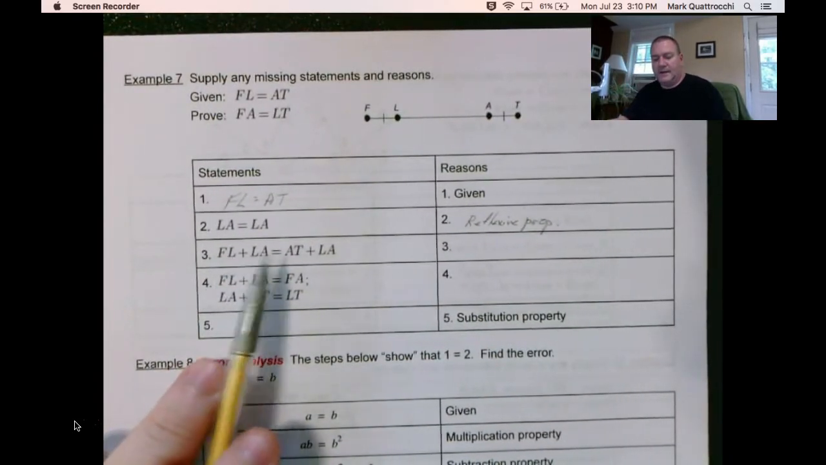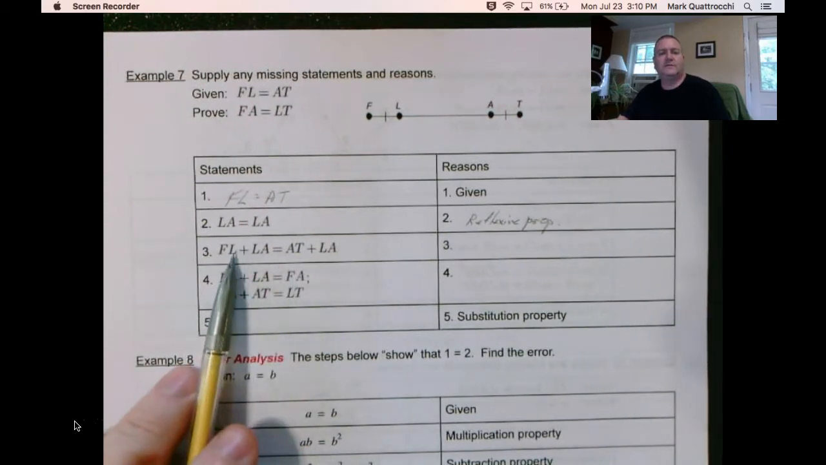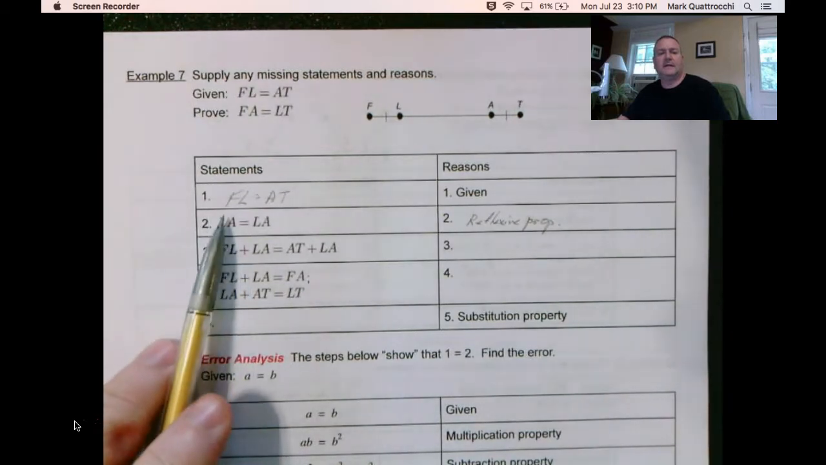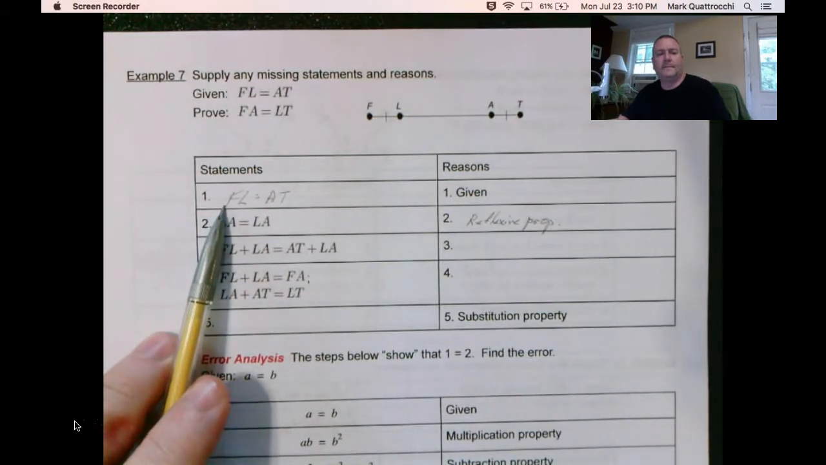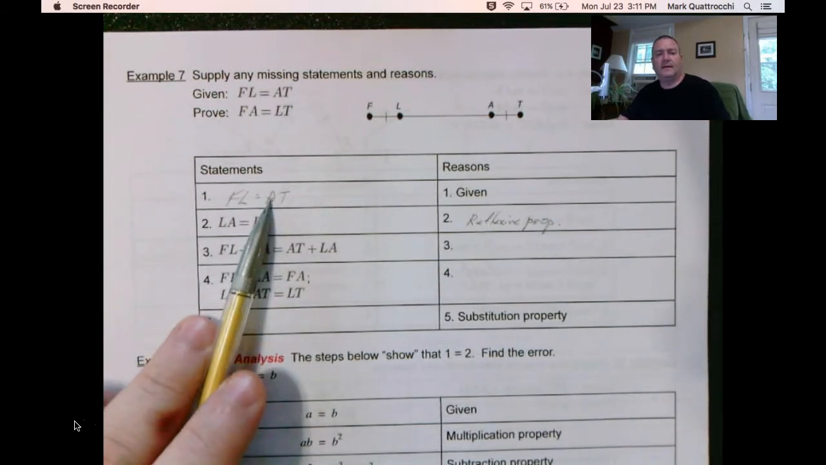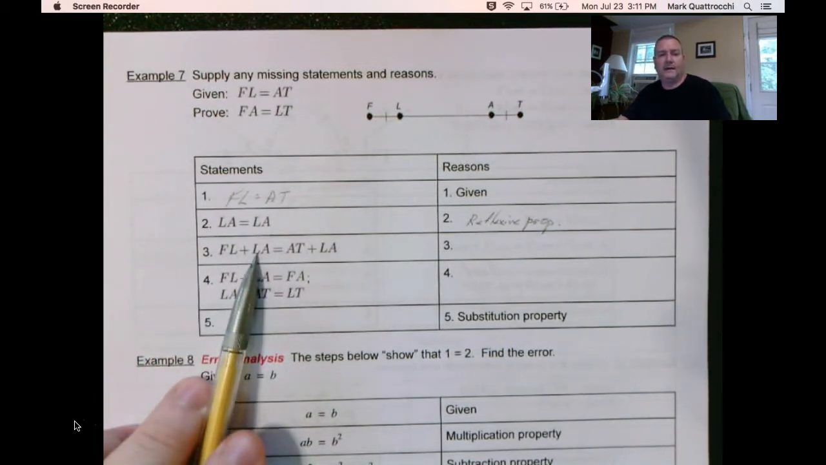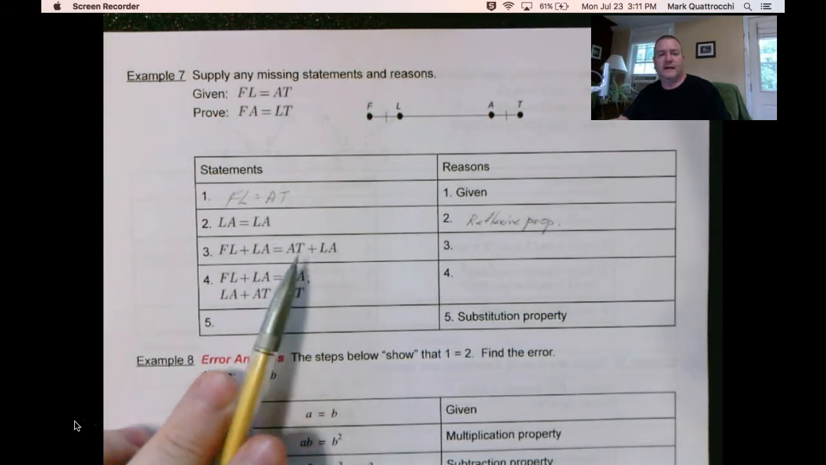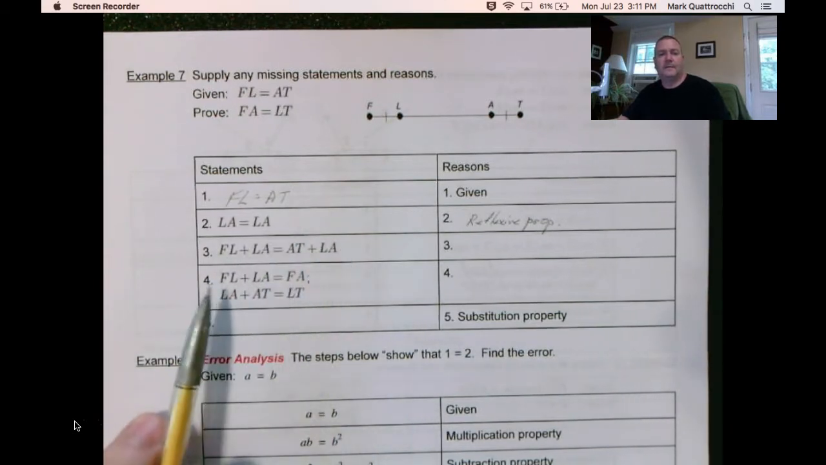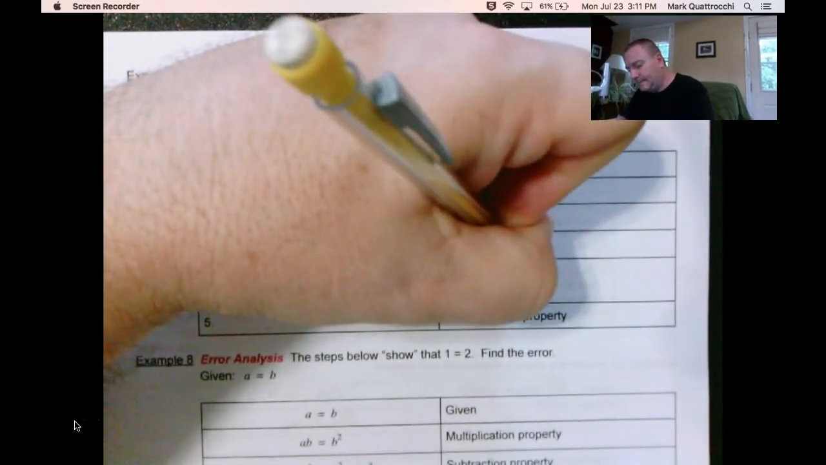FL plus LA equals AT plus LA. How do we know that? Well, what's changed here? What's going on here? This seems like if we take statement 1 and we add to the left LA, and if we take statement 1 and we add to the right LA, we're adding equal things to both sides of the statement 1, we get a new statement. So what allows us to do that? Addition property.